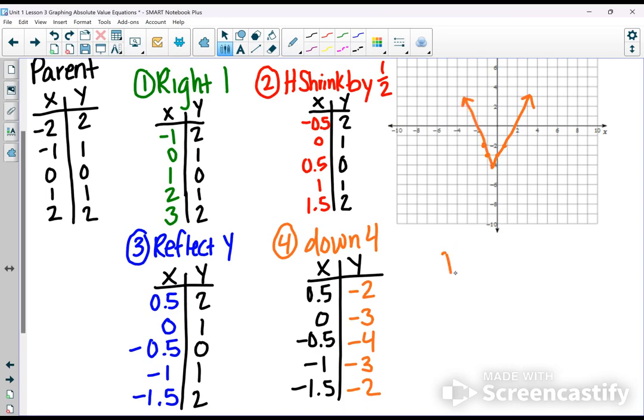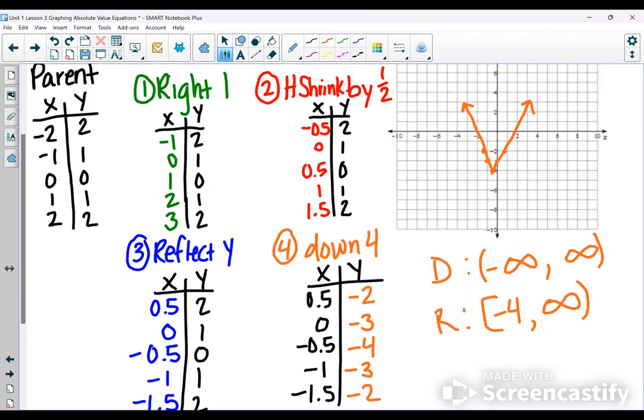Our last step is stating the domain and range. We know the domain is -infinity to infinity for all of our absolute value graphs. And the range here would be from -4 to infinity. The key with graphing is knowing your transformations and also knowing which parent to start with.